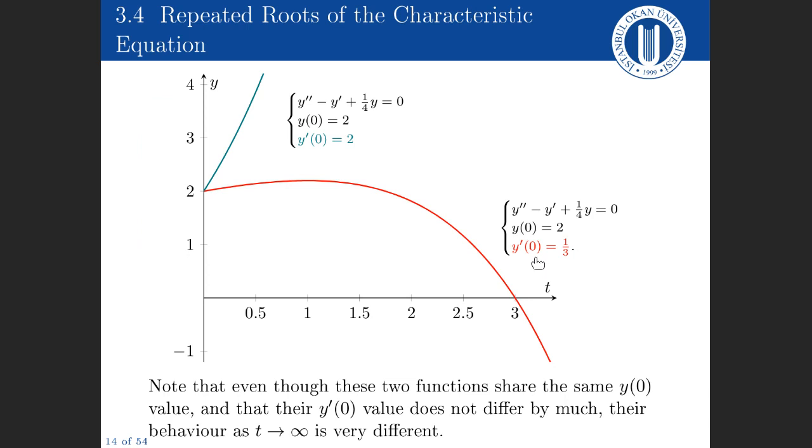If we use the initial condition y'(0) equal to 1/3, we get this red function. If we use the initial condition y'(0) equal to 2, we get this blue function. 1/3 and 2 are similar numbers. There's not a huge difference between them, but we have a big difference in the behavior of these solutions. This red function is going down to minus infinity. This blue function is going up to infinity.